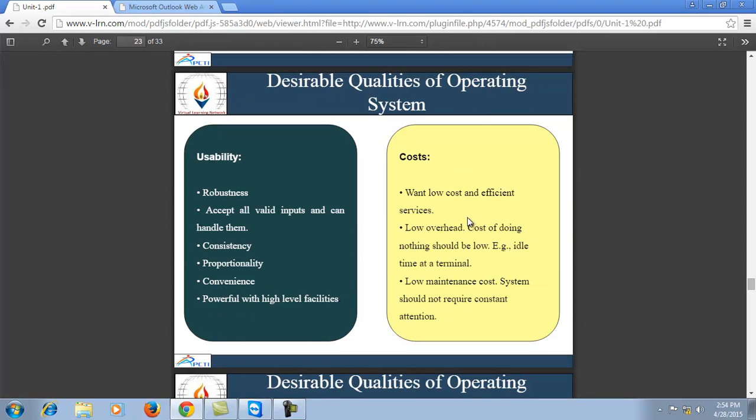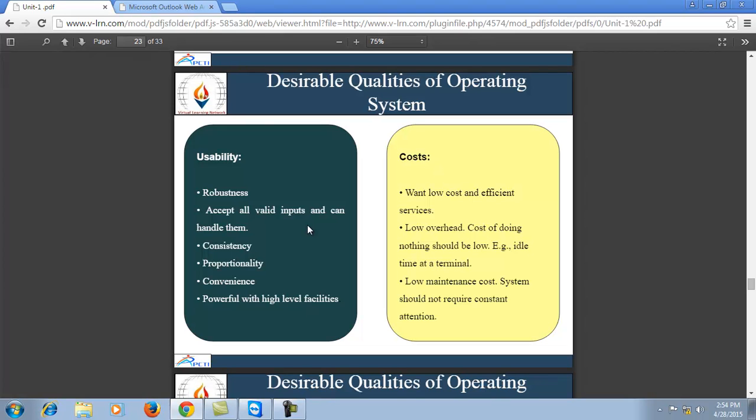Desirable qualities of an operating system. These are the desirable qualities. The first one is usability. Usability means first, robustness. It can perform its task in worst or adverse conditions. Second, accept all valid input and handle it. It can accept only valid input.